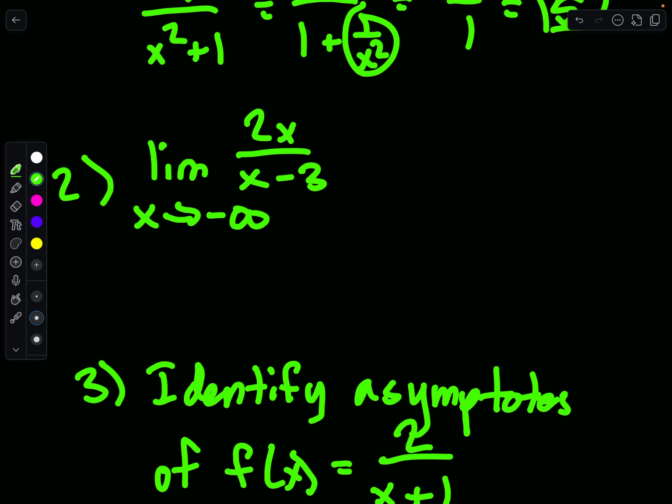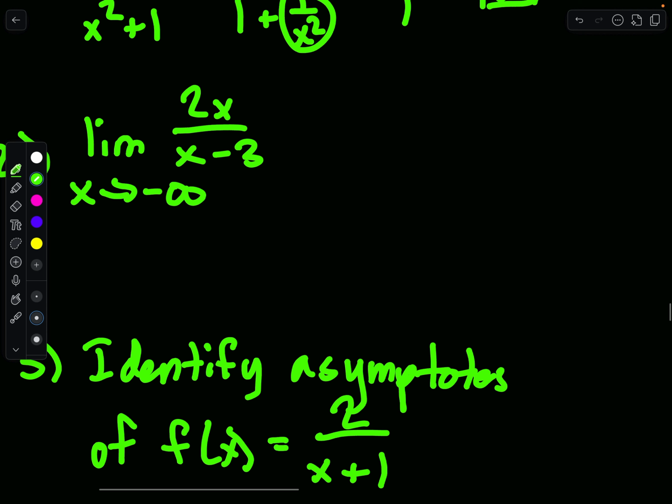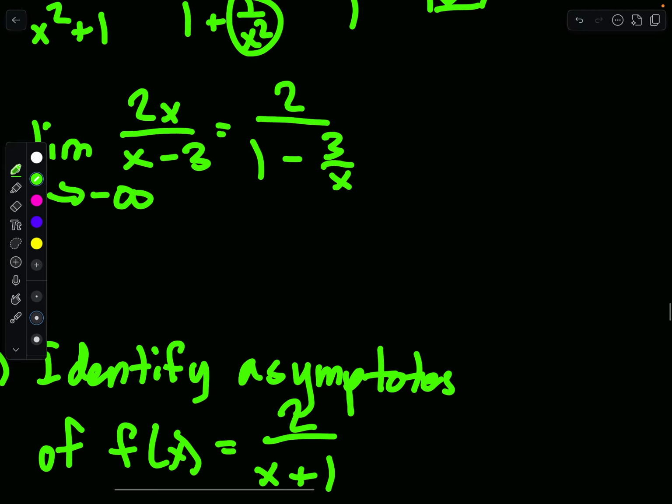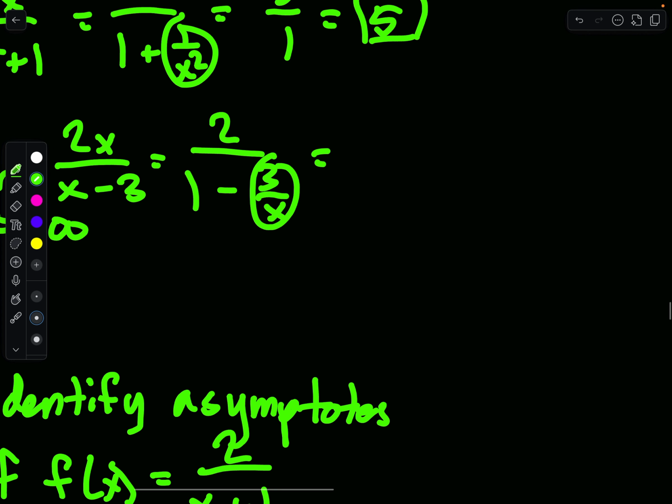Now let's look at number 2. As x goes to negative infinity, we say that this is equal to 2 over 1 minus 3 over x. Now as x goes to negative infinity, this is going to be the same as if x goes to positive infinity. It's just going to go to 0, meaning that we are left with 2 over 1 equals 2.